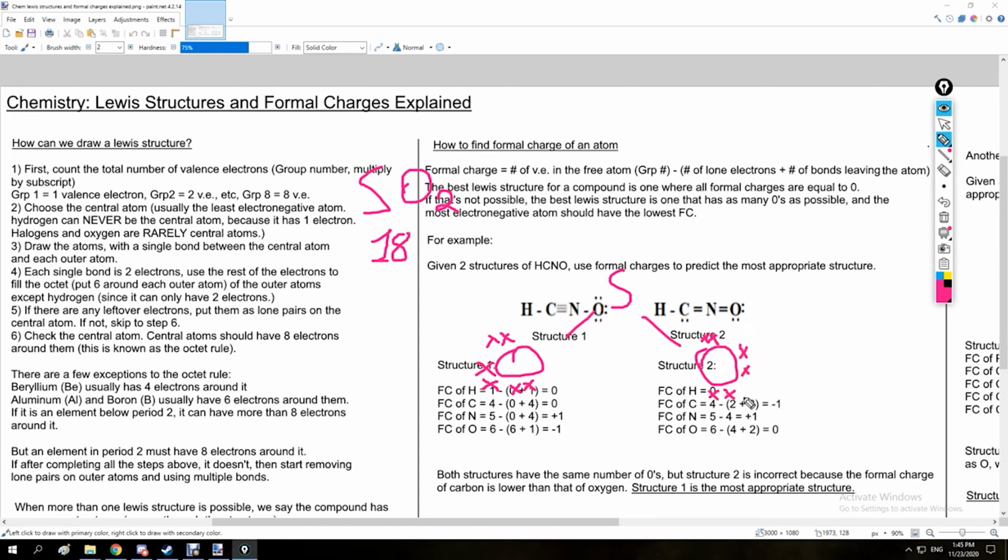There are 6 on each oxygen and each double bond is 2, so 2, 4, 6, 8, 10, 12, 14, 16, with 2 electrons left over, so we're going to put them on the central atom, and we count 2, 4, 6. This is not proper, so we need to get rid of a lone pair on one of the oxygens and make it a double bond. Now S has 8 electrons around it, everybody's happy.